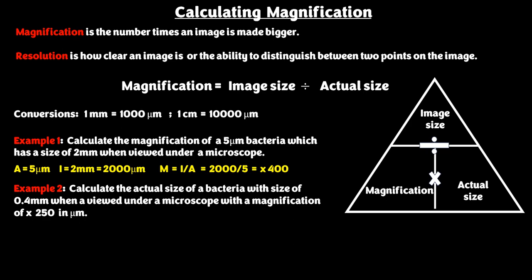We come to the second example. It's asking us to calculate the actual size of a bacteria with the size of 0.4 millimeters when viewed under a microscope with a magnification of times 250. Now we need to change the 0.4 millimeters, the image size, to micrometers, so we multiply by 1,000, and that gives us 400 micrometers. Now from the formula triangle, if we cover actual size, we will get image size over magnification. So we divide 400 by 250, and that gives us 1.6 micrometers.